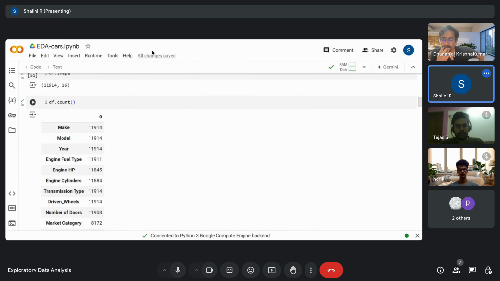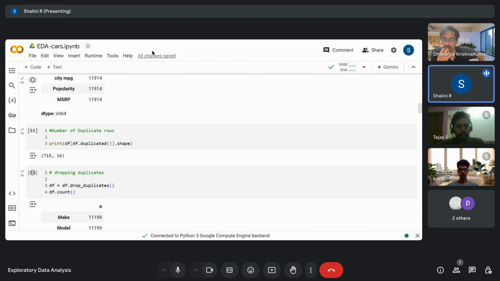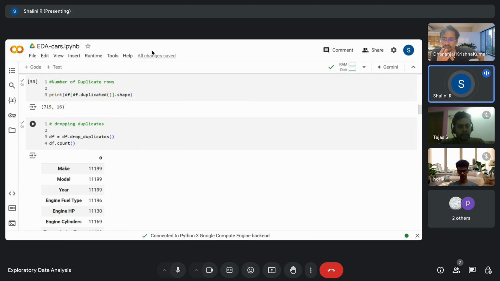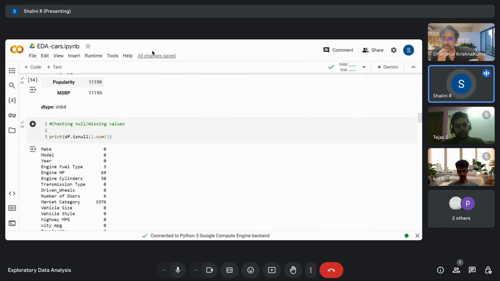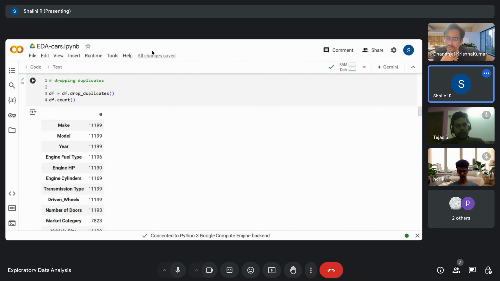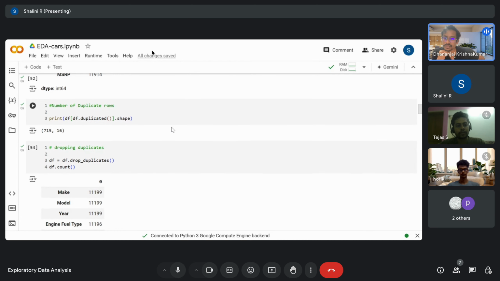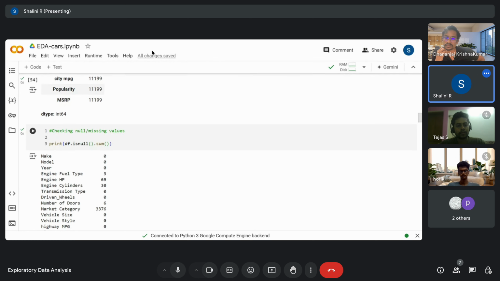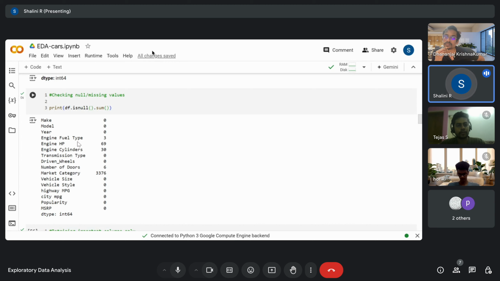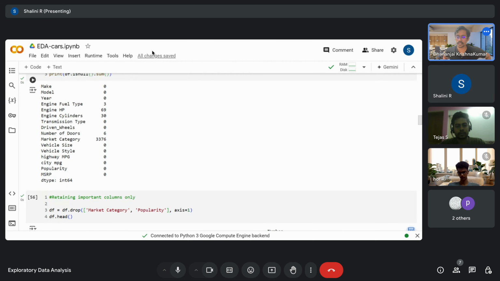Around 11,000 rows are there. The thing is, I did some modifications to the data, just trying out a few things. Duplicates you can remove, I guess. Duplicates I removed, and null and missing values also. Since these two are less, I removed them. As we discussed, data cleaning and data transformation are all part of EDA.